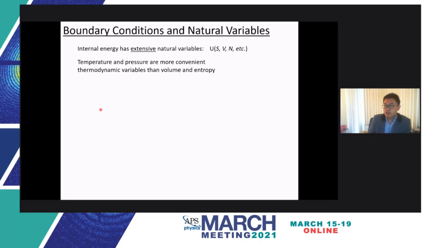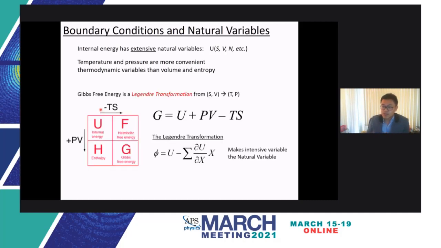So internal energy has natural variables of S, V, N, and all the extensive parameters. When you take thermodynamics in grad school, you learn that T and P are usually more convenient experimental parameters. So we do what's called a Legendre transformation to take U from S and V to G of T and P, right? So we make a Gibbs free energy, where the Gibbs free energy has natural variables of temperature and pressure. These are new intensive natural variables for experiments, right?